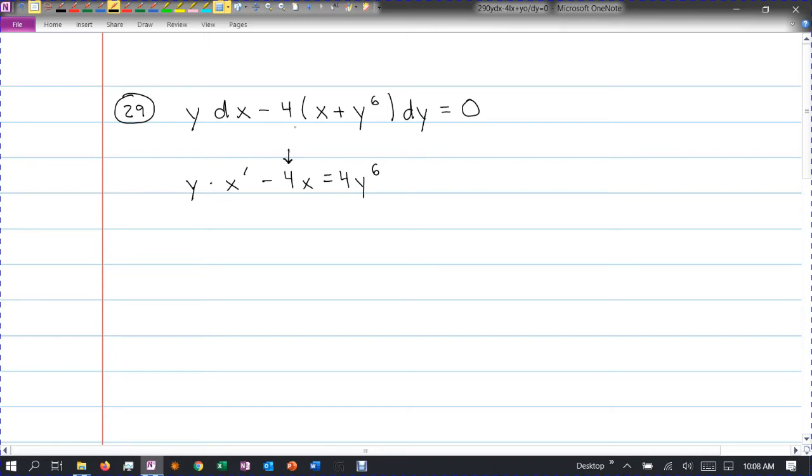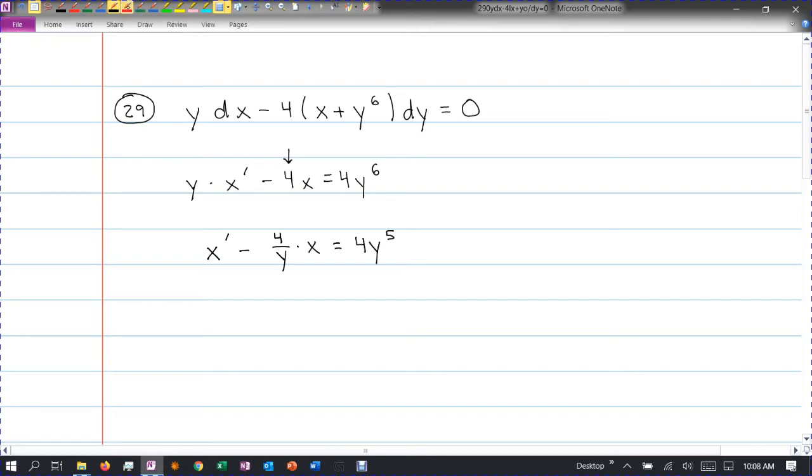It's just -4. So that should be nice, because I'm going to have e to the integral of... Oh, sorry, I forgot to divide by y. Oops. Okay, divide by y. Got to get a 1 in front of x prime. So x prime minus 4 over y times x. Divide the right side by y, I get 4y to the 5th.